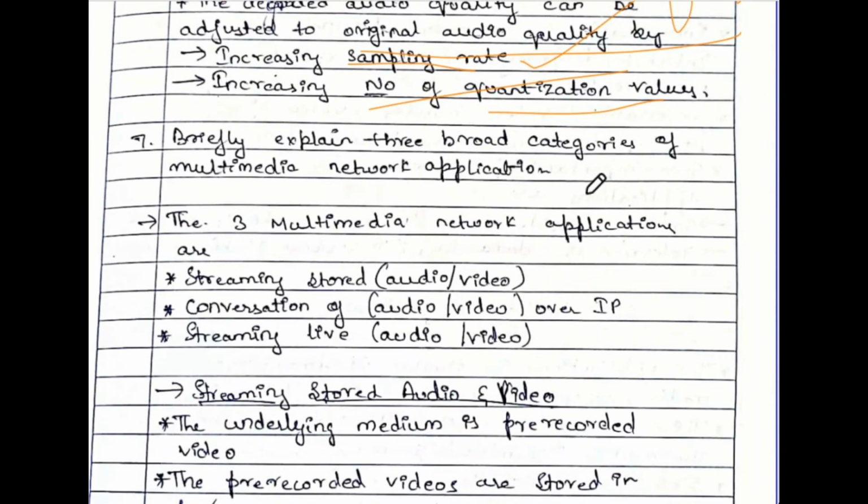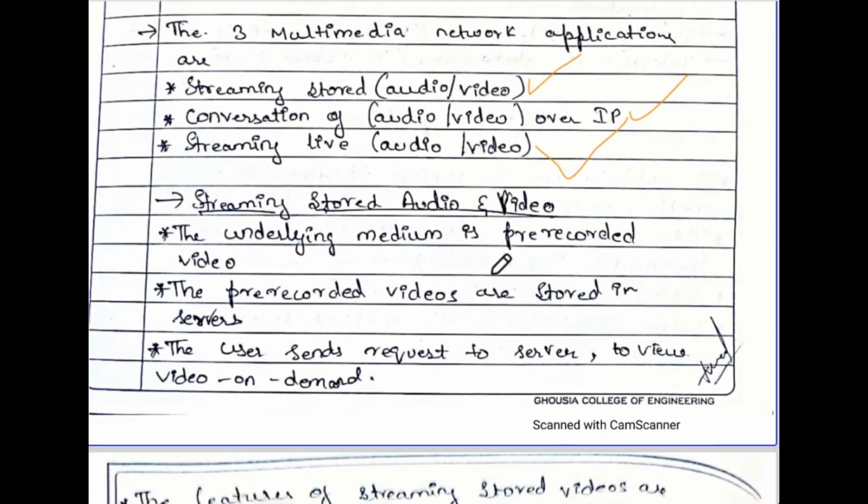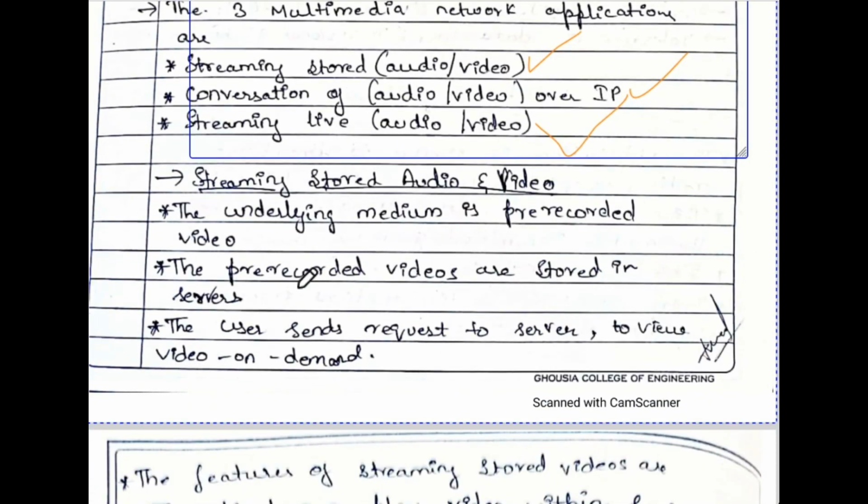Explain three broad categories of multimedia network application. Three broad categories of multimedia network application are streaming stored audio/video, conversational audio or video over Internet protocol, and streaming live audio or video. Streaming stored audio or video: the underlying medium is pre-recorded video or audio.